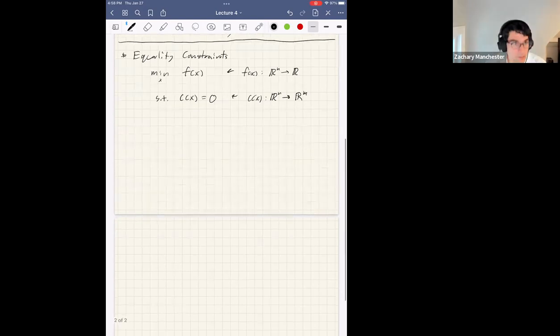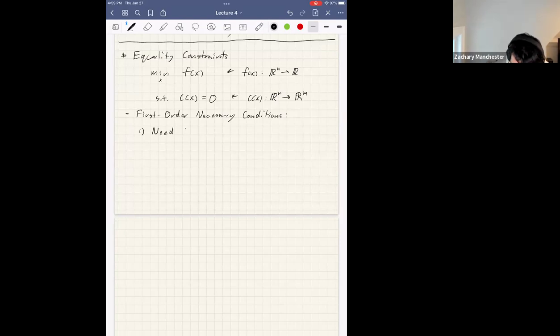Okay, so now we're going to talk about first order necessary conditions for this problem. First, intuitively, we'll talk about what they are, and then try to write them down mathematically. The first one is a simple modification of what we had before. We want the gradient to be equal to 0, right? We want a flat spot, but the extra wrinkle is that the gradient has to equal 0 in the free directions.